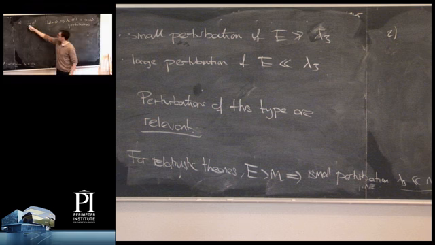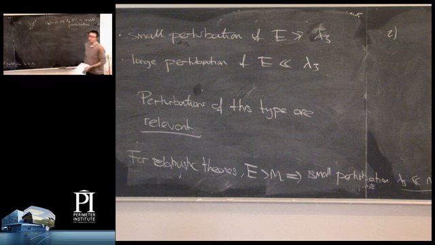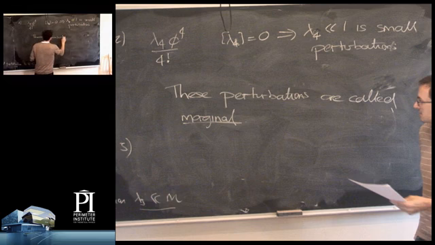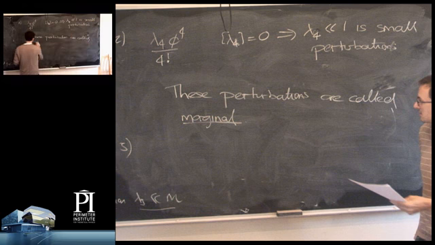Okay, the phi to the 4 term is very easy. Now this lambda here is dimensionless. So if we want this to be a small perturbation, we can just choose lambda 4 to be a number less than 1. And there's a name for these kinds of perturbations. They're called marginal perturbations.